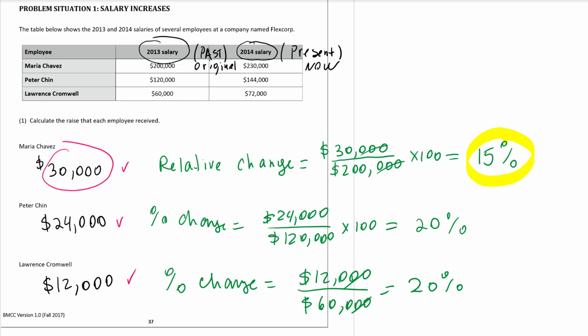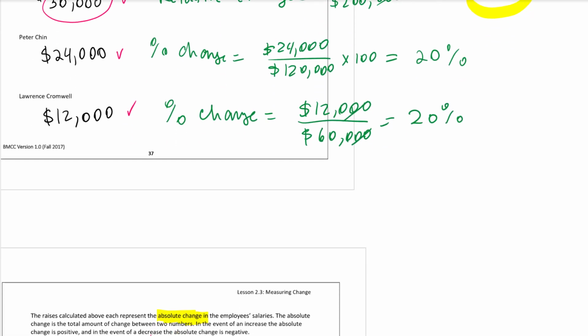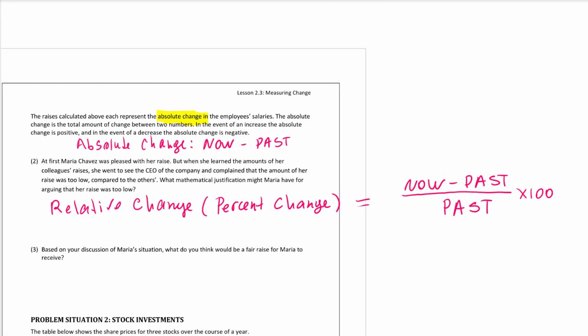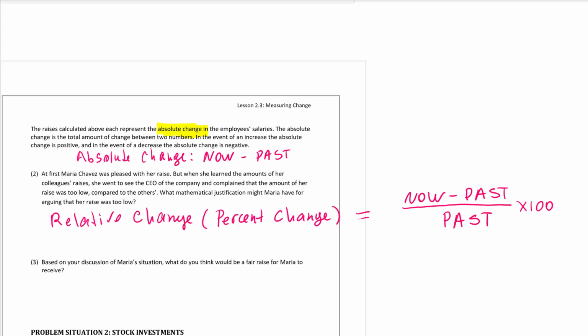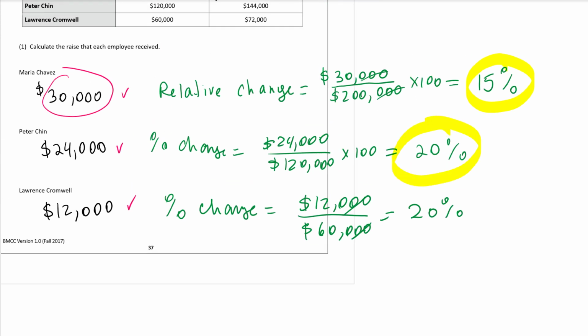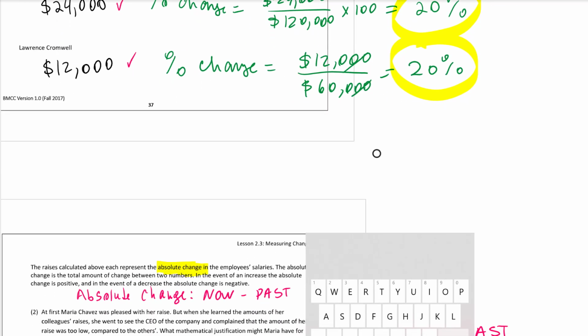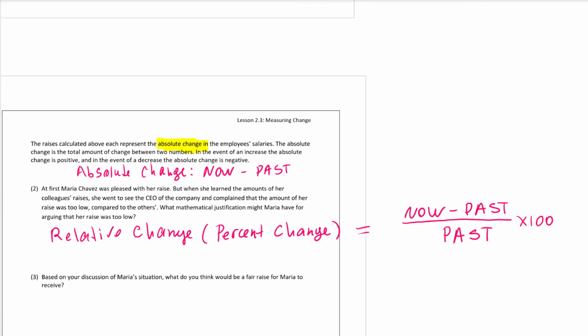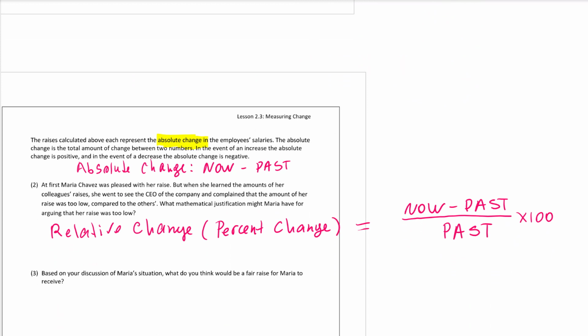Okay, so now if we were to use the 15% change, and if Maria were to receive the same rate as the others, in other words, if she were to get a 20% raise, then what should her salary be then? All right, so go ahead and calculate that. I'll give you a moment.